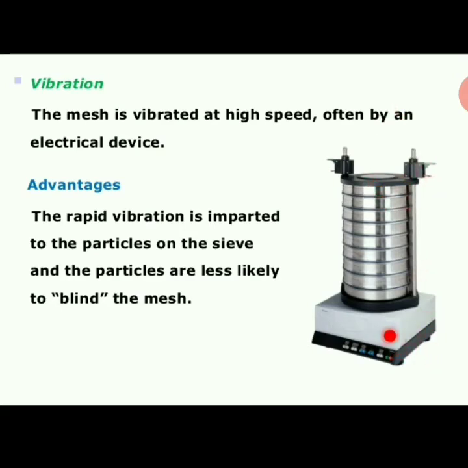Once this equipment is started, the sieves come into vibrating motion. They are vibrated electrically. And these electrically vibrated screens or sieves give a proper size separation, and it is useful in the chemical industry for the separation of chemicals.